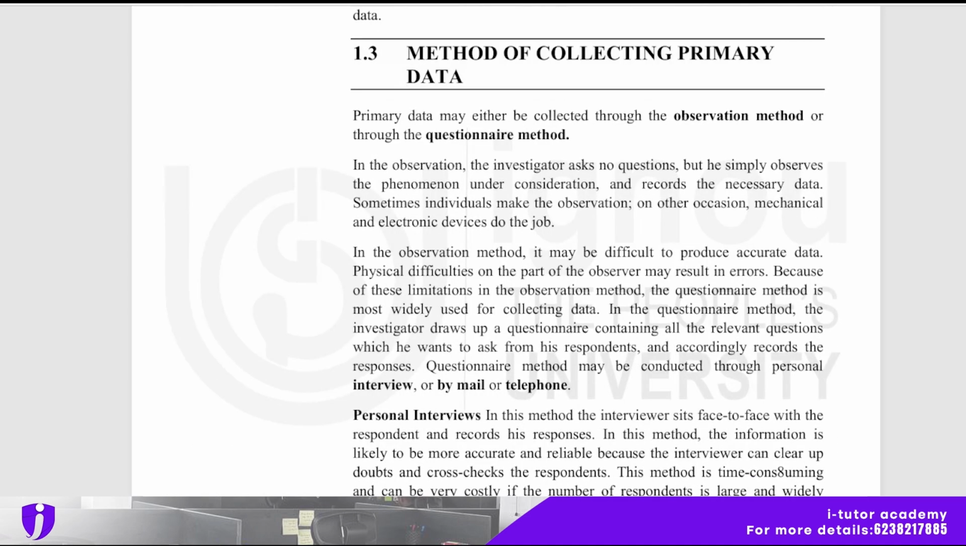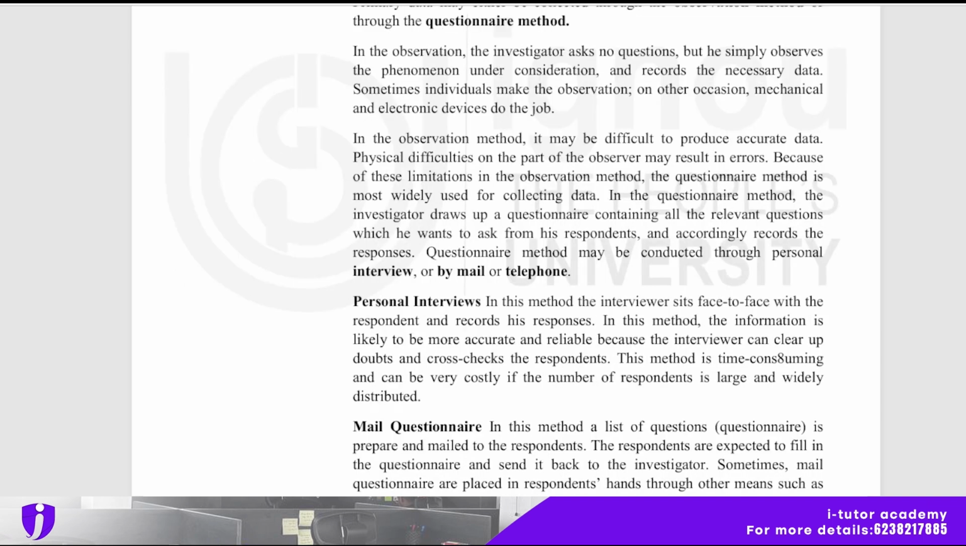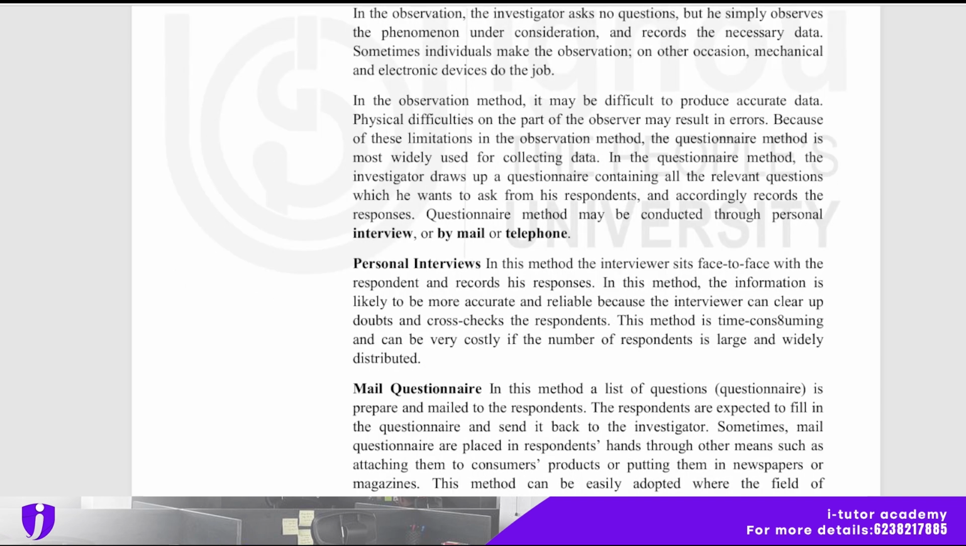Method of collecting primary data. Primary data may either be collected through the observation method or through the questionnaire method. In the observation method, the investigator asks no question but simply observes the phenomena under consideration and records the necessary data. Sometimes individuals make the observation; on other occasions mechanical and electronic devices do the job. In the observation method, it may be difficult to produce accurate data. Physical difficulties on the part of the observer may result in error. Because of these limitations in the observation method, the questionnaire method is most widely used for collecting data.